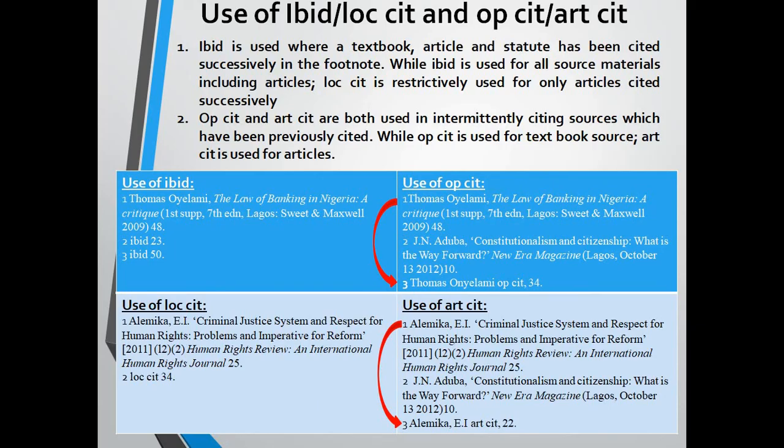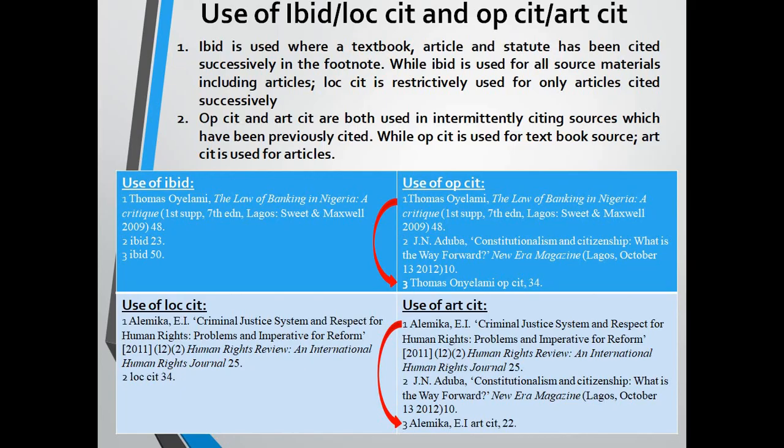But loc cit is restrictively used for only articles cited successively, that is, only articles. You use it for articles alone, you don't use it for textbooks. So in as much as you could use ibid for textbook, article, and statutes, loc cit is just restricted to article citation. I hope it is clear to this extent. So let's see an example before we come over to op cit.